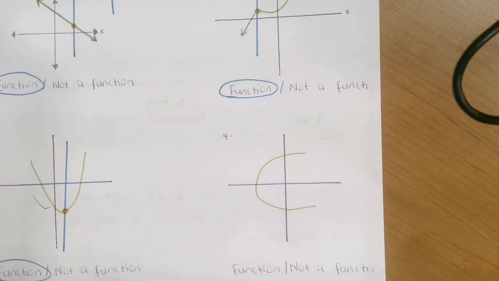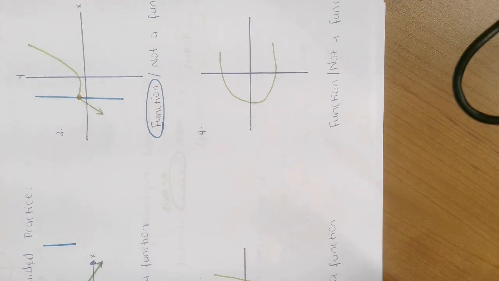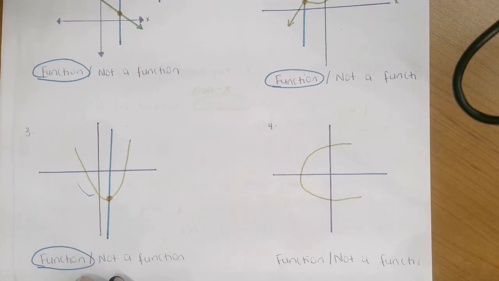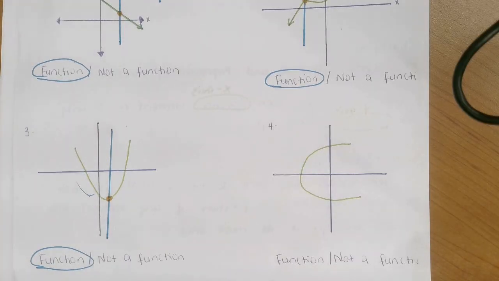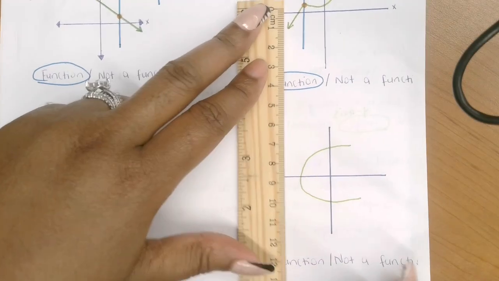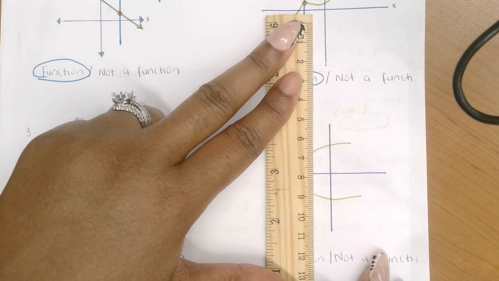Then number 4 is a bit tricky. So if you turn it this way, it will look like a parabola, but it's shaped differently. Same idea. As long as it's a graph, choose a side that you want to draw your line through.